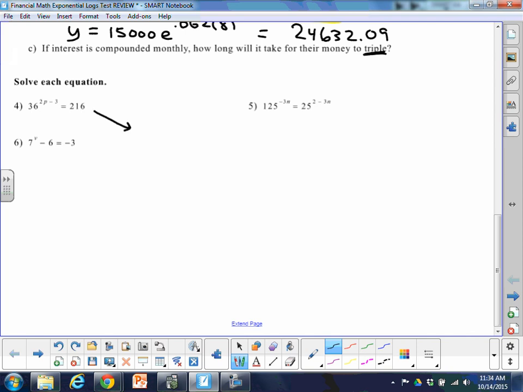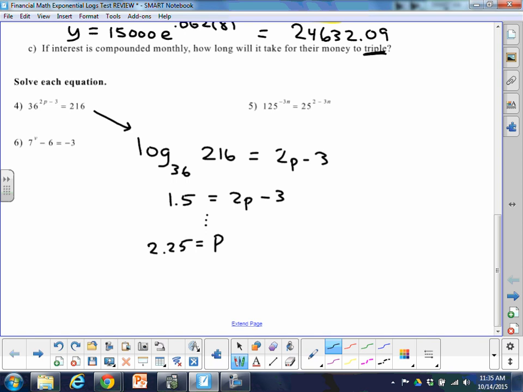I would just convert this to log form. So it's log, the base is 36, because that's the thing getting raised to a power, of 216, and it equals the exponent. And we would do the same exact kind of thing we were doing just a second ago, right? Do the log base 36 of 216 on your calculator. That one should be exactly 1.5. Add the 3 over, divide by 2, I'm going to get a p-value of 2.25. So a couple of algebra steps there that I'm not going to spend the time on. But that's number 4.